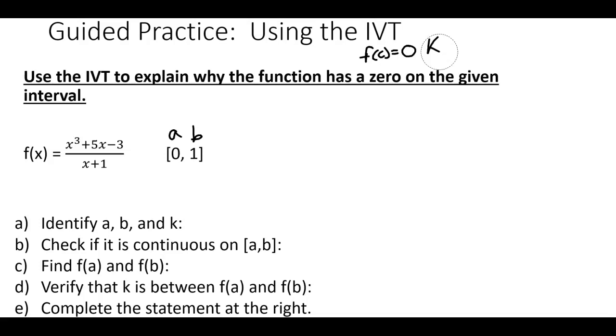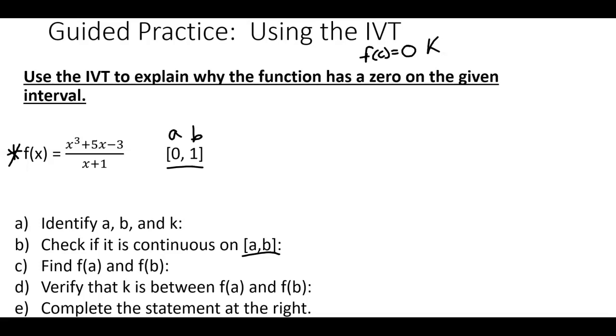All right. Let's go ahead and take a look at part B. Check to see if this function is continuous on the interval. Now, before you guys start, this is a rational function. And rational functions do have discontinuities. But we just want to make sure that it's continuous on this interval. So go ahead and pause the video here and see if you can find the discontinuity. And then see if that discontinuity is on the interval we care about or not.